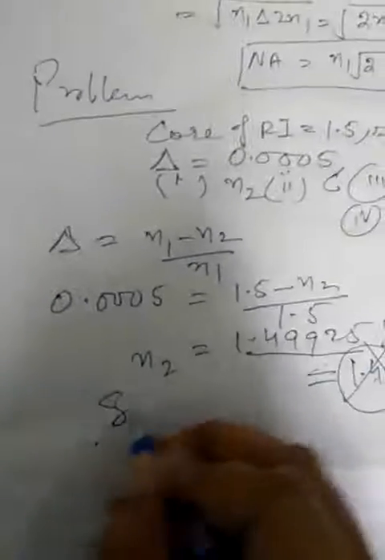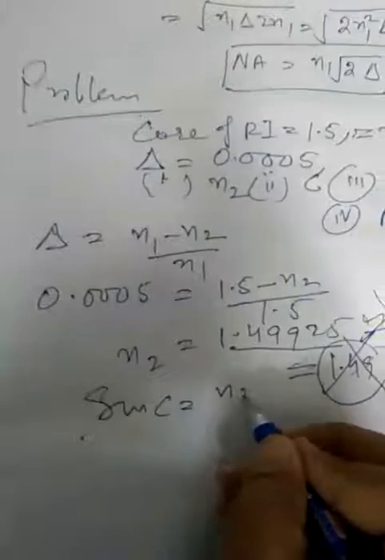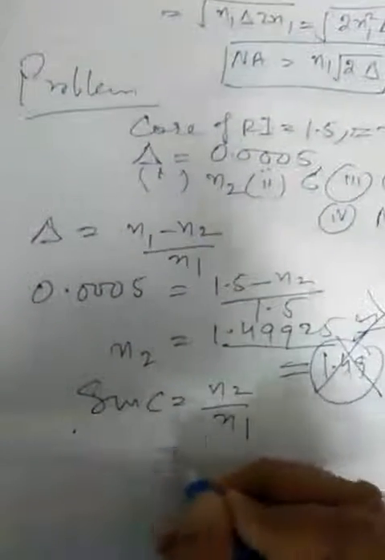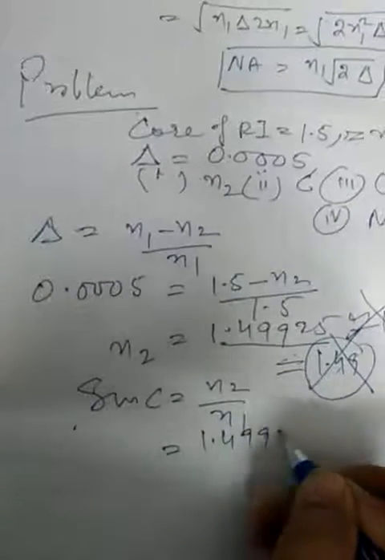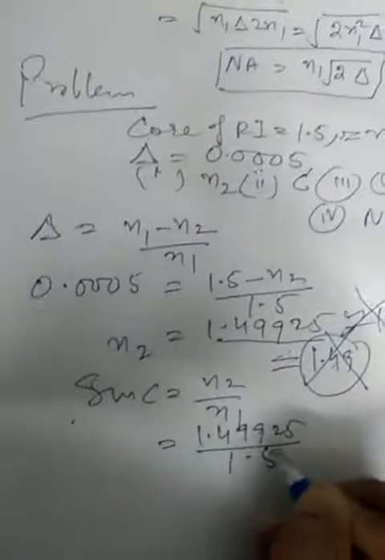Then when you are doing the other part, sin C, that is n2 by n1. So put this value, 1.49925 divided by 1.5.